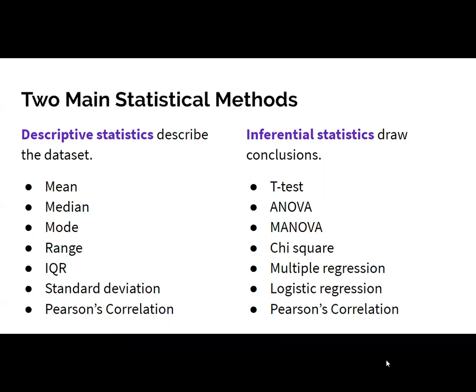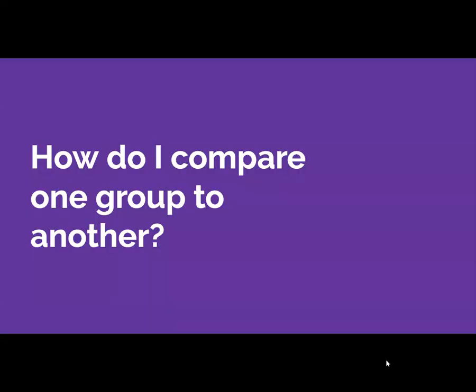Today, what we'll be talking about is the first and last, t-test and Pearson's correlation. So our first research question that I want to talk about is, how do I compare one group of people to another? And this test will enable us to do that, and it's called the t-test.